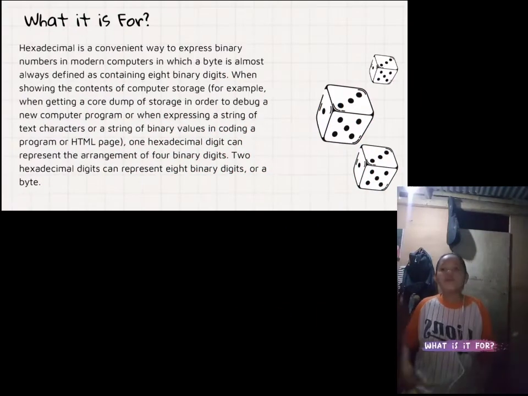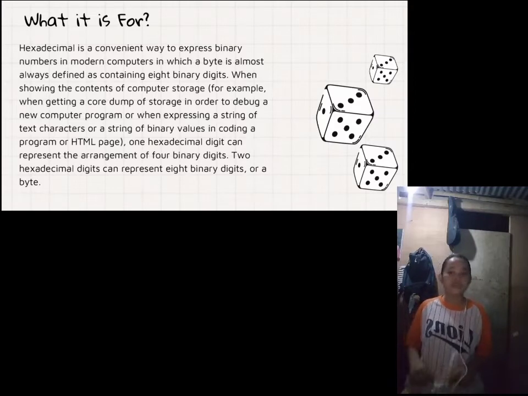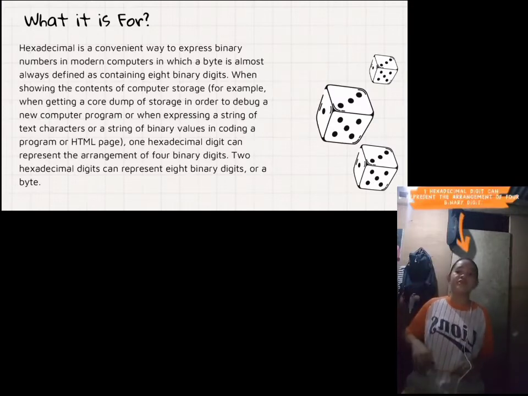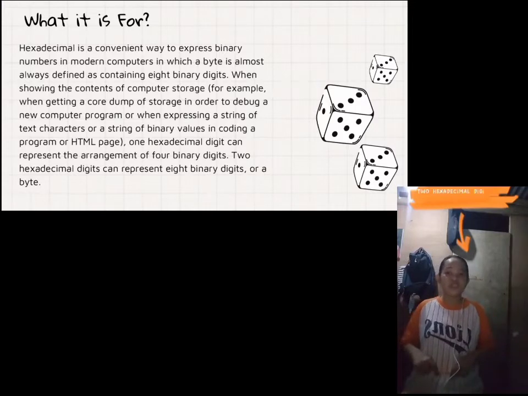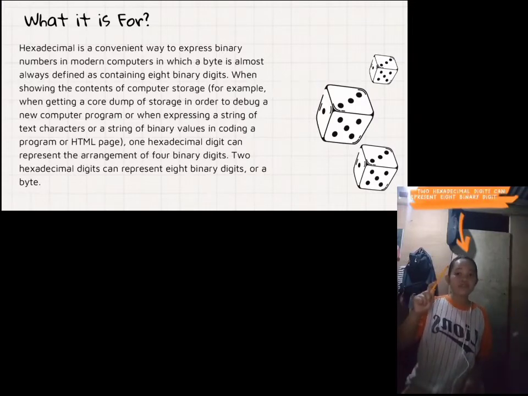What is it for? Hexadecimal is a convenient way to express binary numbers in modern computers, in which a byte is almost always defined as containing 8 binary digits when showing the contents of computer storage. For example, when getting a core dump of storage in order to debug a new computer program, or when expressing a string of text characters or a string of binary values encoding a program or HTML page. One hexadecimal digit represents the arrangement of 4 binary digits. 2 hexadecimal digits can represent 8 binary digits, or a byte.